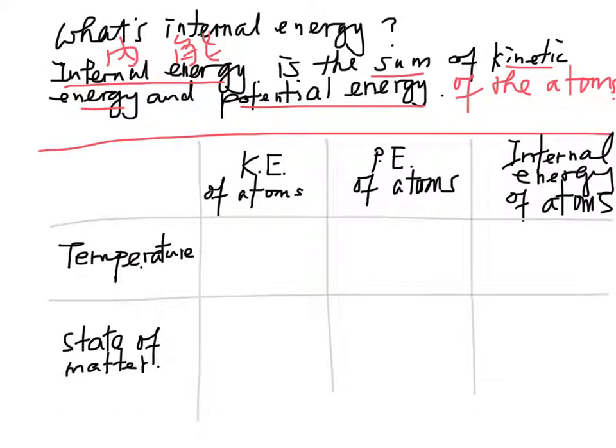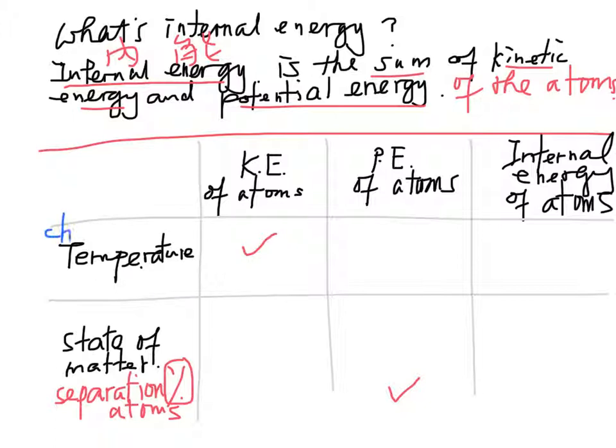In the following table, let's see the relation between temperature, state of matter, and kinetic energy of atoms, potential energy of atoms, internal energy of atoms. First, the kinetic energy of atoms is related to temperature, and the potential energy of atoms is related to separation between atoms. This is the symbol for between. Potential energy of atoms is related to separation of atoms.